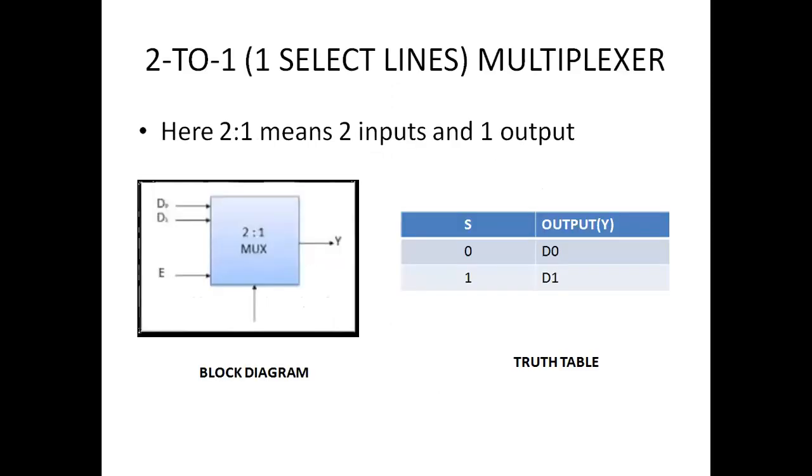So let us first discuss the 2:1 multiplexer, that is the one select line multiplexer. This means we have two inputs, one output and one select line. Now this is the block diagram. The block diagram shows that it has two inputs, D0, D1, one enable line, one select line and one output line.